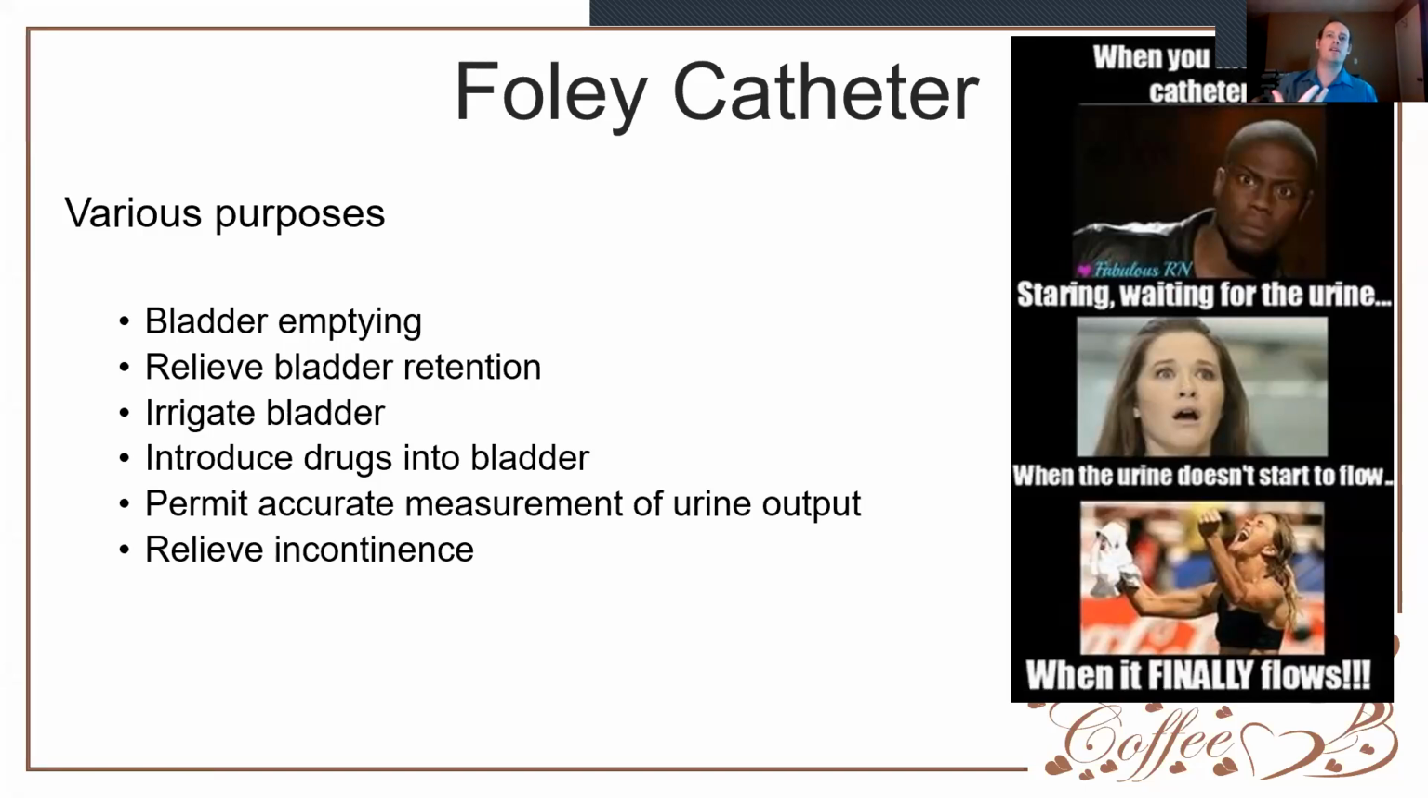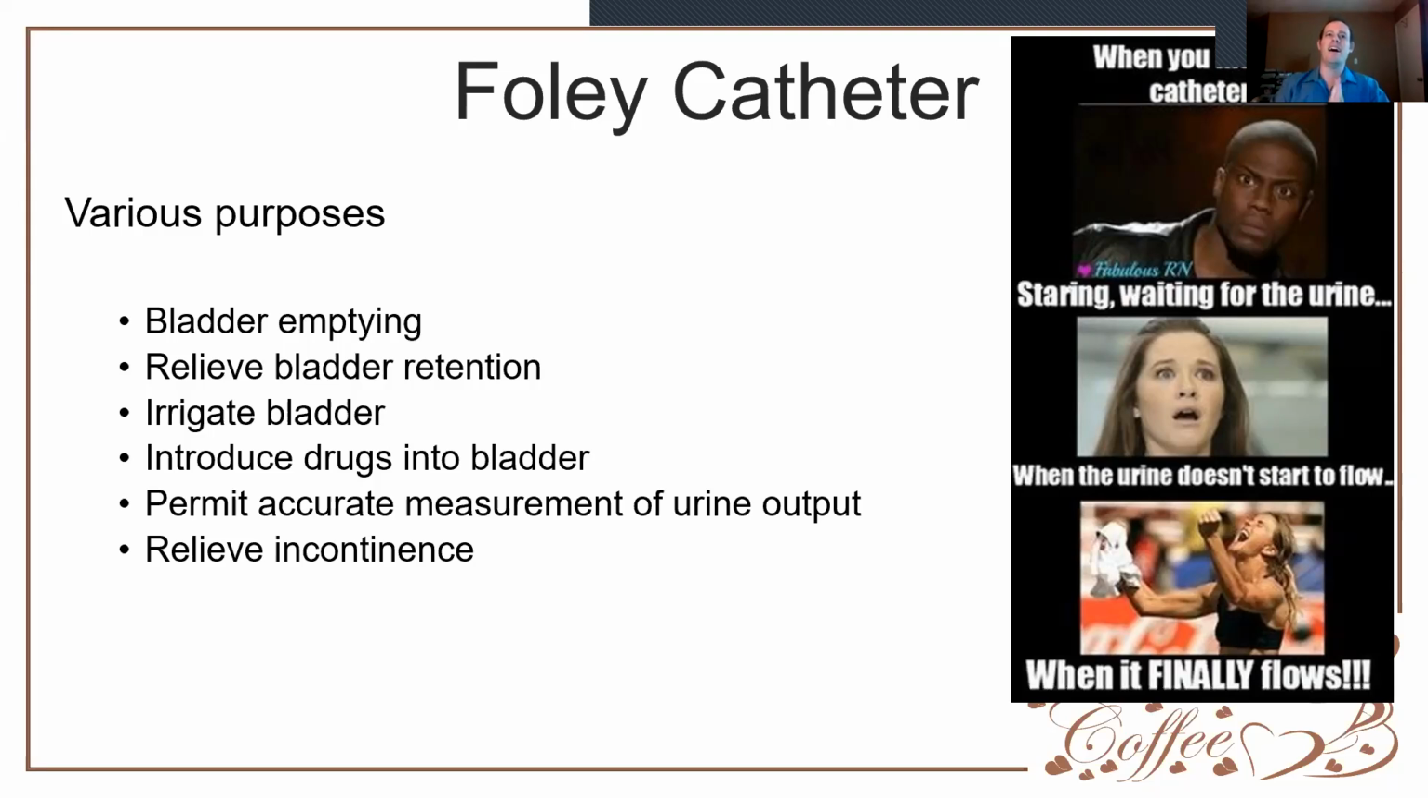Why do we use them? Specifically for bladder emptying, relieving that bladder retention, to irrigate the bladder if that urine's staying in the bladder for too long. Also, we're introducing drugs into the bladder. By the way, contrast mediums fall into that category because we introduce contrast during procedures. They're going to permit the accurate measurement of urine output, and they're going to relieve incontinence if the patient is suffering from that.